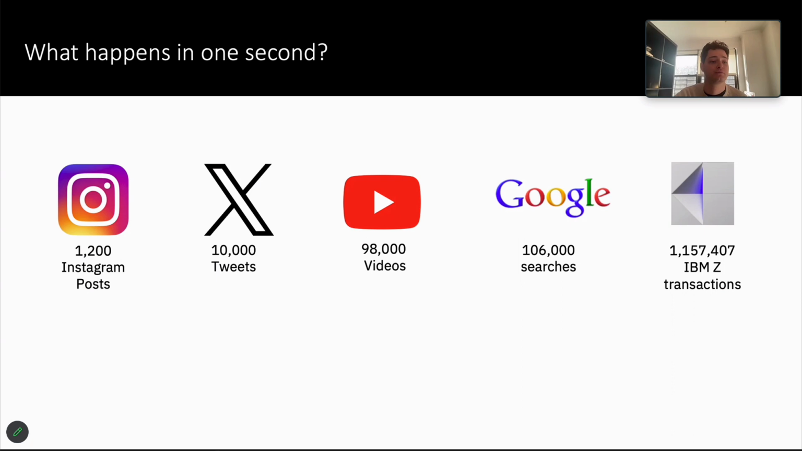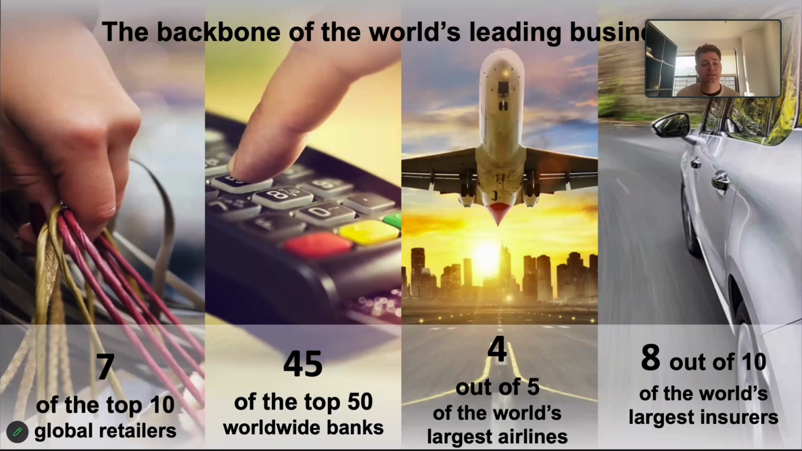That is just an insane amount of data. I mean, every second there's nearly 1.2 million transactions moving through these machines around the planet. And that's just a number. Transactions are just a word. But these transactions are the data points that are fueling the world's largest businesses. We see 7 of the top 10 global retailers powered by IBM Z mainframes. 90% of the largest banks in the world, 90% of the world's largest airlines, and 80% of the world's largest insurers are all powered by IBM Z mainframes.